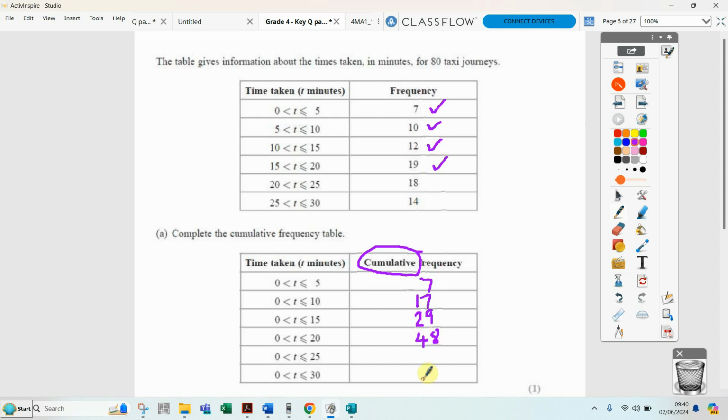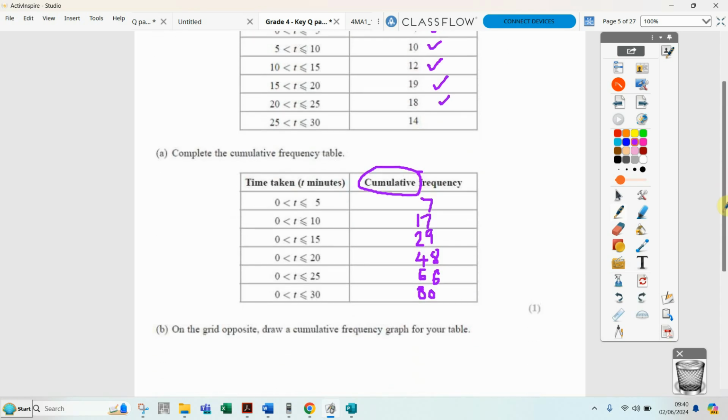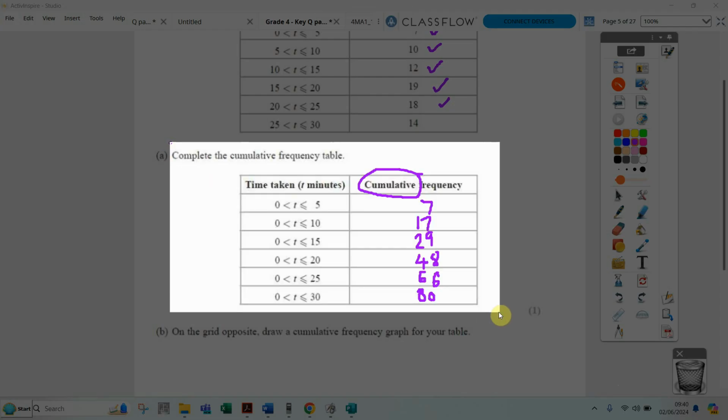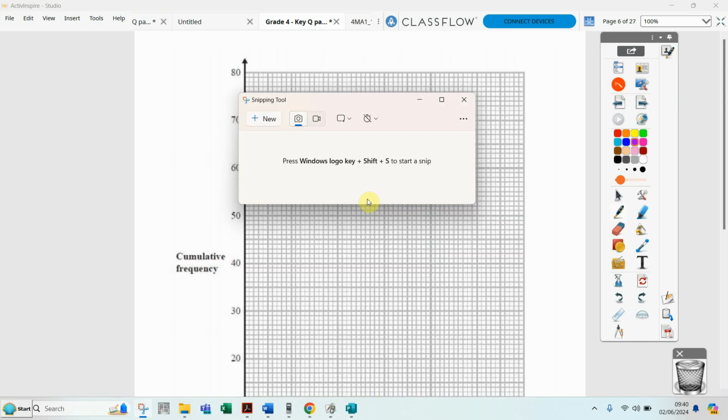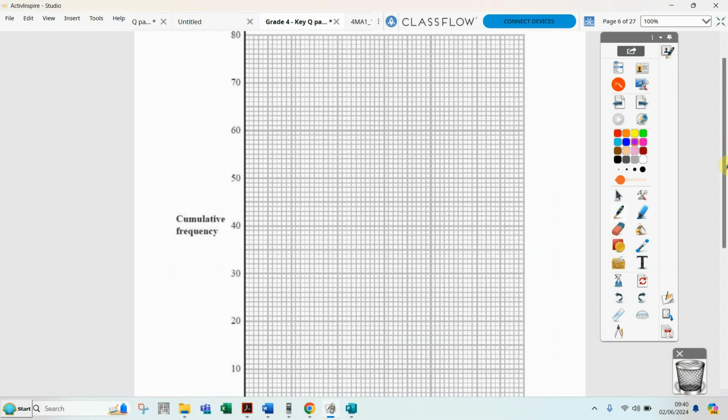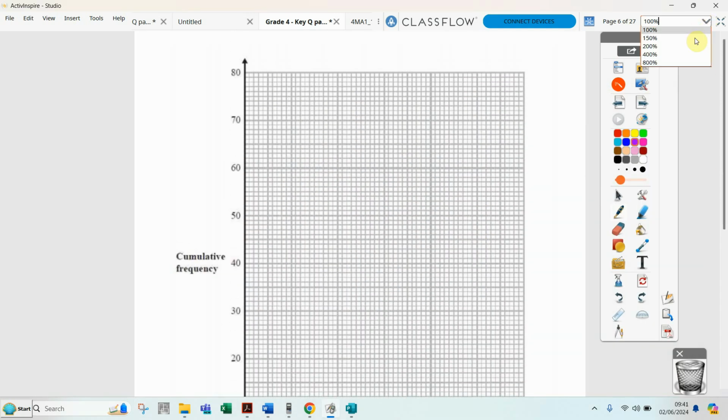And then the next one is another 18, so that takes you to 66. And then you got another 14, which takes you to 80. Okay. What you then have to do is draw the graph. Of course, you're going to do this using a pencil. Like this. Okay. Let's zoom out a little bit.